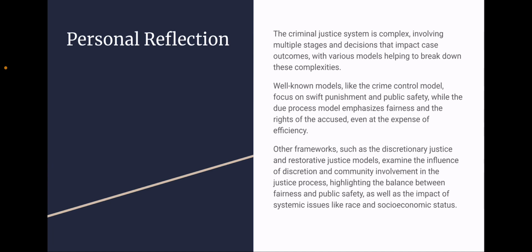The models that researchers use to help us break down these complexities can help us have a better understanding on how the decisions are made, the role of laws, and how societal factors come into play. So, one well-known model is the crime control model, which is something that I touch on later, and it prioritizes the swift and efficient apprehension and punishment of offenders. I think these models help us examine the balance between completing goals, like ensuring fairness versus public safety. They also have highlighted how systemic issues like class, race, and socioeconomic status can come into play.